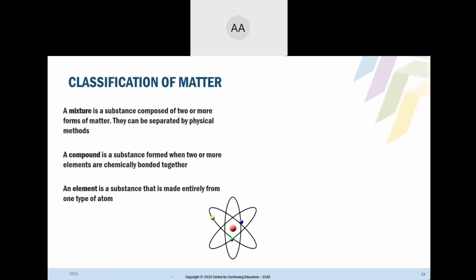Traditionally, of course, when we think about matter and we recap the learning, we think about a mixture, something composed of 2 or more forms of matter that can be separated physically. A compound, there is no physical separation and they're chemically bonded together. An element, something made from entirely one atom.